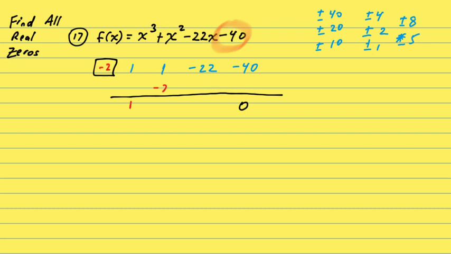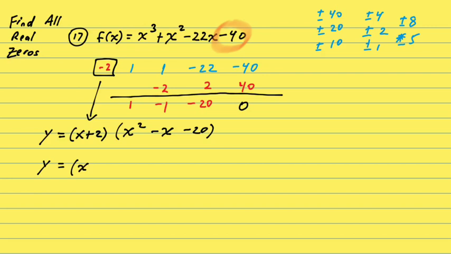Bring down the 1, multiply is negative 2. What do you get if you add here? Negative 1. Multiply is 2. Add is negative 20. Multiply is 40. Did I find one that worked? So what does that mean? That means you have x plus 2 times 1x squared minus 1x minus 20.